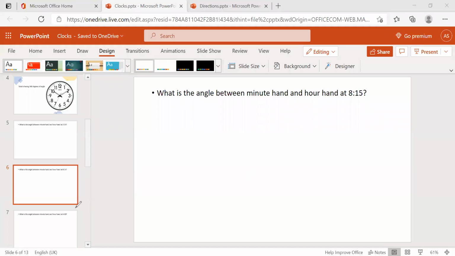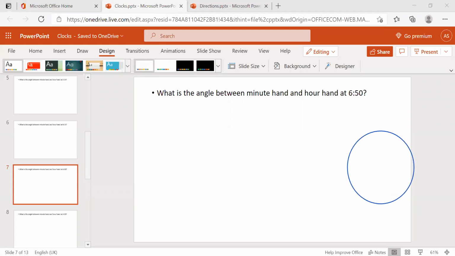Now just look into the problem in the second part of the clocks. Just find out the angle between the minute hand and the hour hand. Okay, first we'll check with the minute hand and hour hand at 6:50. Now the time is 6:50.